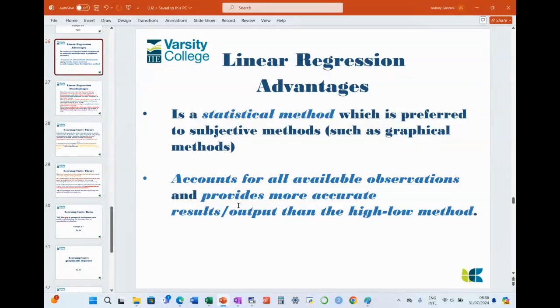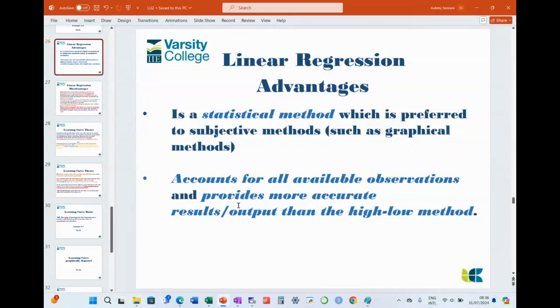Okay, so here now they're just talking about the advantages. It's a statistical method which is preferred to subjective methods. Subjective things is just an opinion. When you think subjective, it's an opinion. So here we actually have something that gives us some sort of indication. Is there a relationship? What type of relationship is there?